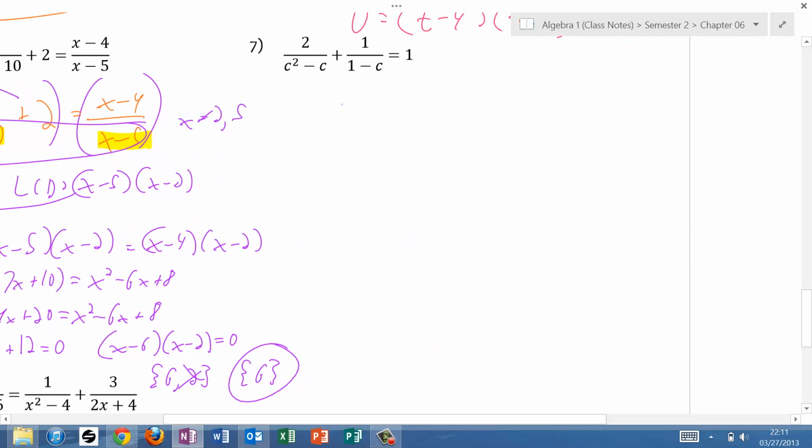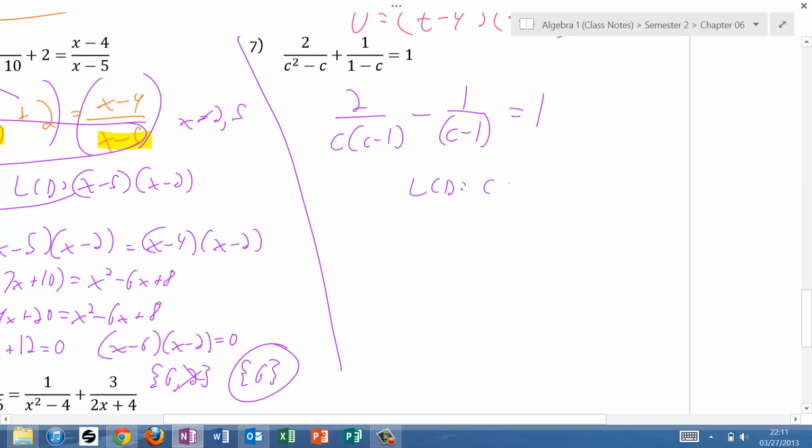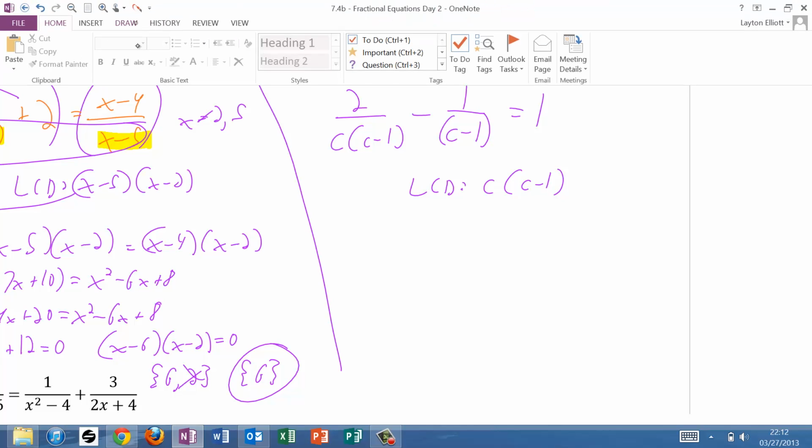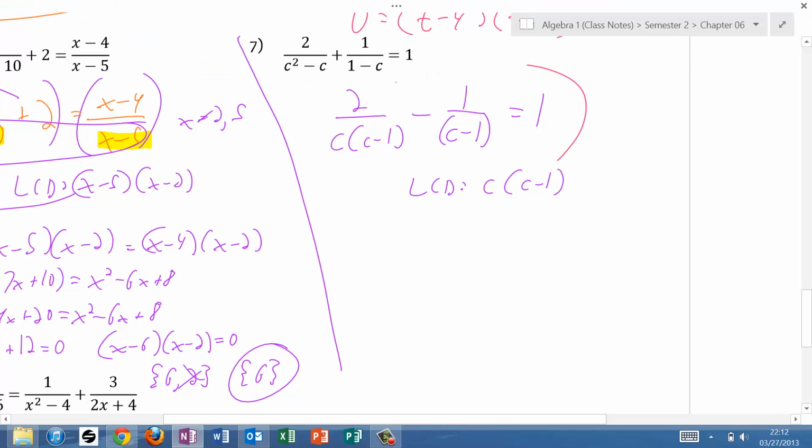Okay, number 7. Let's factor. I have 2 over c times c minus 1. This says plus 1 minus c. Let's make it minus 1 over c minus 1 equals 1. Your LCD would be c times c minus 1, and that has to get multiplied by all sides.